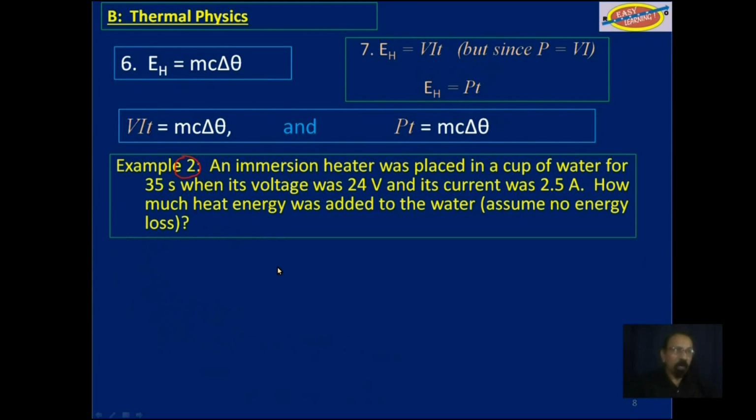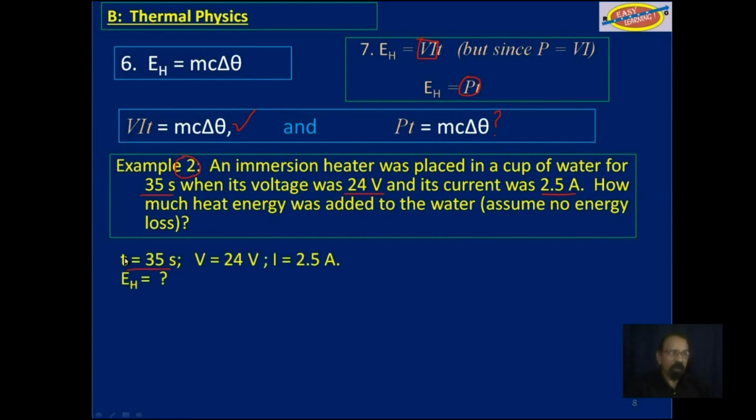We look at example 2 now. An immersion electric heater was placed in a cup of water for 35 seconds when its voltage was 24 volts and its current 2.5 amp. How much heat energy was added to the water? Assume no energy loss. Now, this question is very similar to the one we just did, except now instead of having P, we are given V and I. So instead of using this formula here, we will use that one over there.